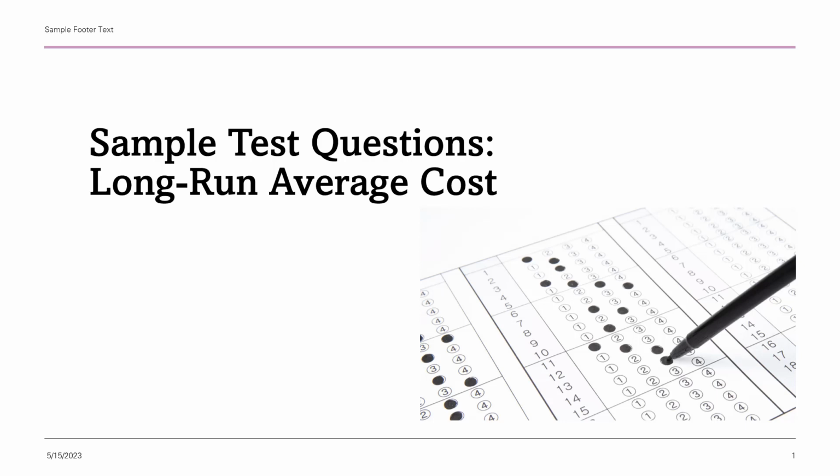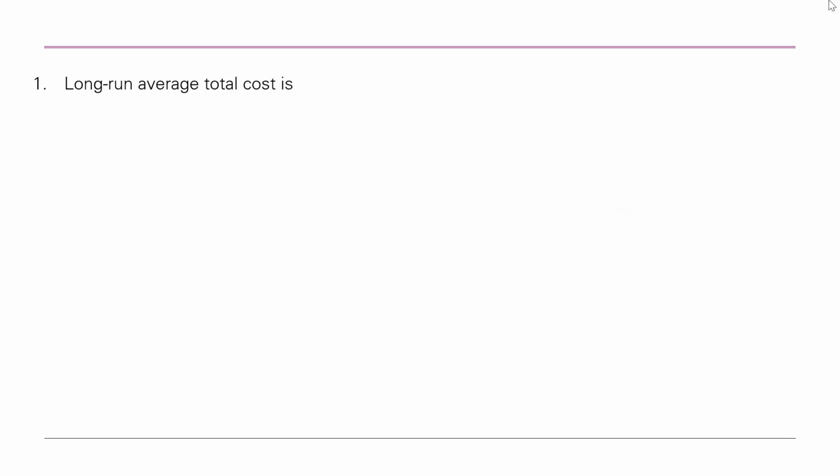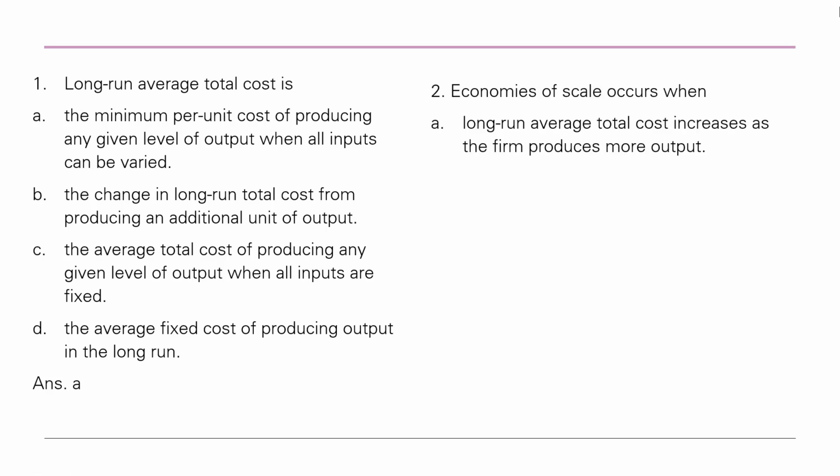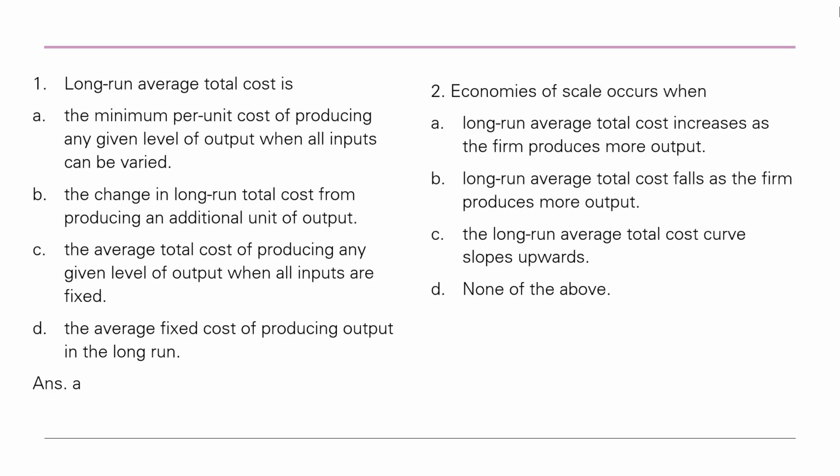Hello, in this video we're going to do some sample test questions dealing with long-run average cost. Long-run average total cost is... correct answer here is A. It's the minimum per unit cost of producing any given level of output when all inputs can be varied. Question 2. Economies of scale occurs when... correct answer here is going to be B. Long-run average total cost falls as the firm produces more output.